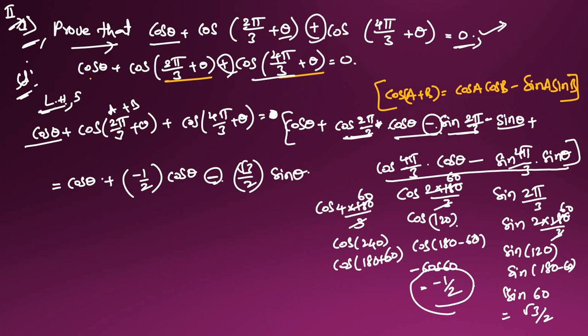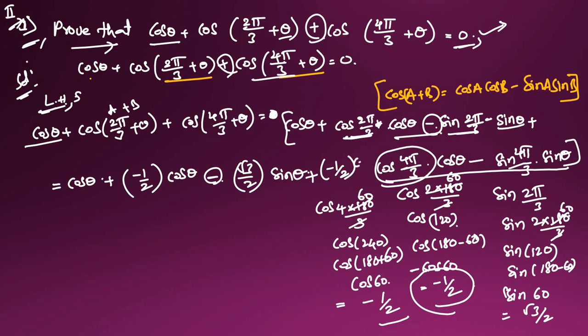Cos 180 plus 60 is equal to cos 60. So cos of 180 plus 60 is equal to cos 60. What is the cos 60 value here? Cos 60 is equal to minus 1 by 2. Here, plus cos 4 pi by 3 is equal to how much we got? Minus 1 by 2, no? So minus 1 by 2 we will get here.